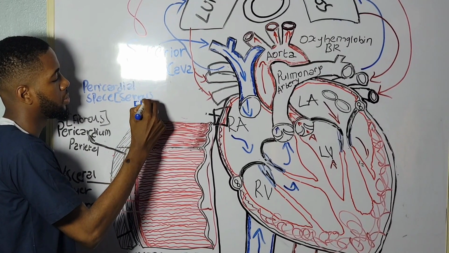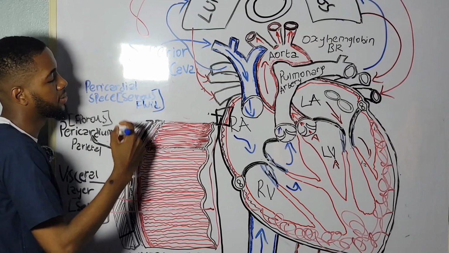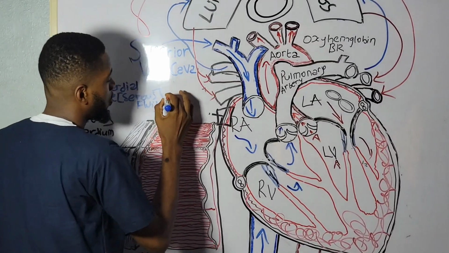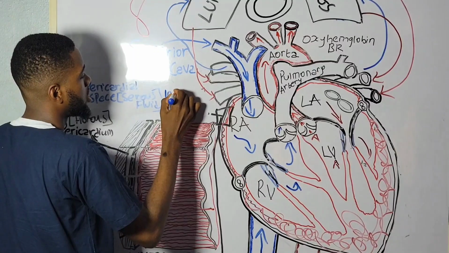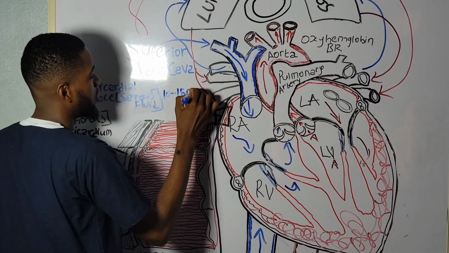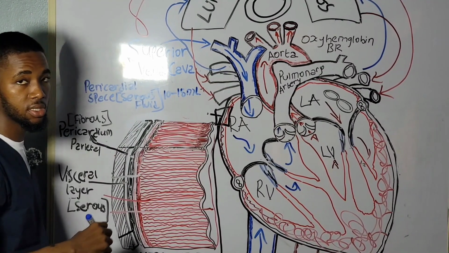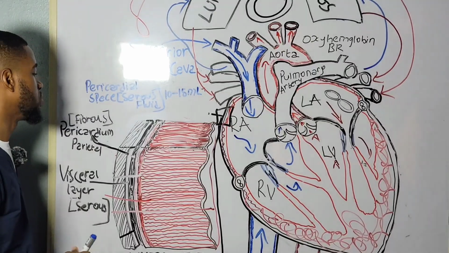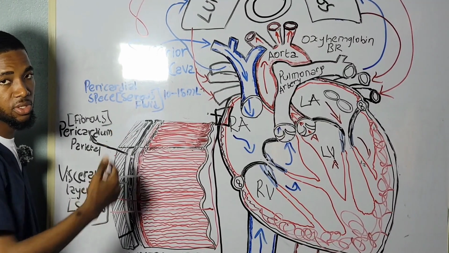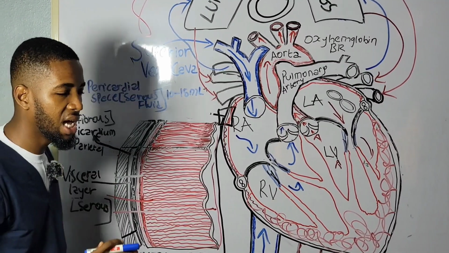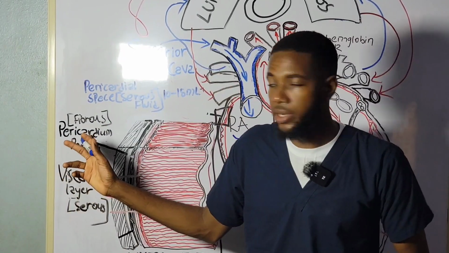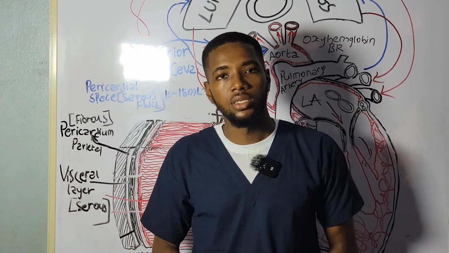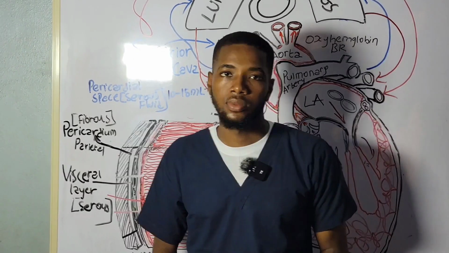This serous fluid, for knowledge purposes or examination purposes, contains 10 to 15 mils. What is the purpose of the serous fluid? The serous fluid acts as a lubricant between the parietal layer of the pericardium and your heart.